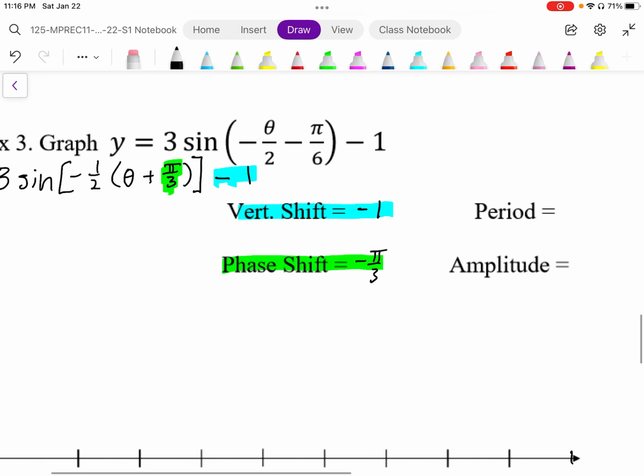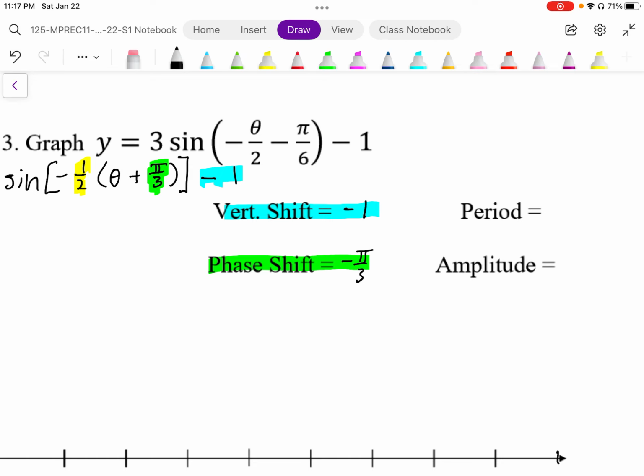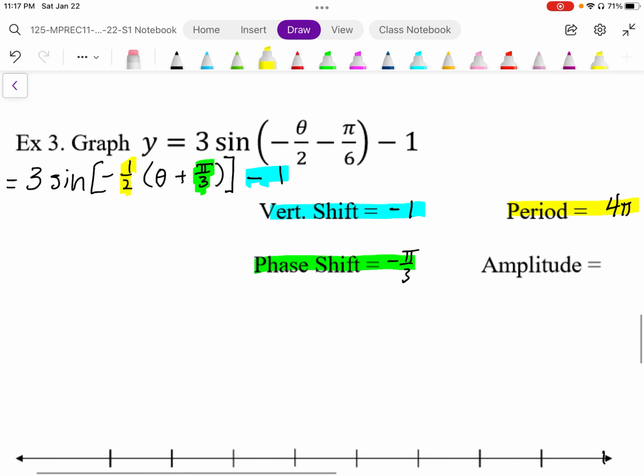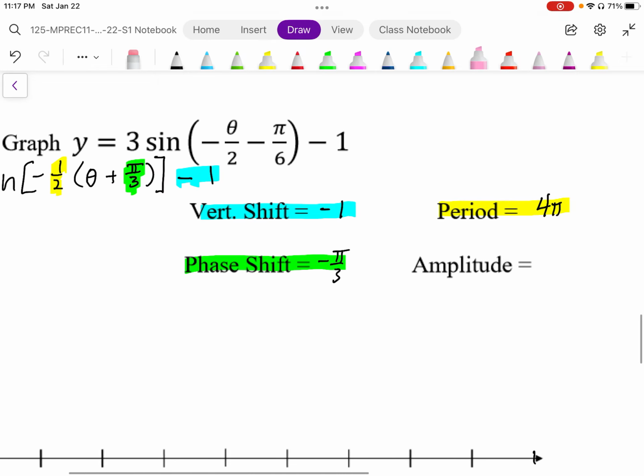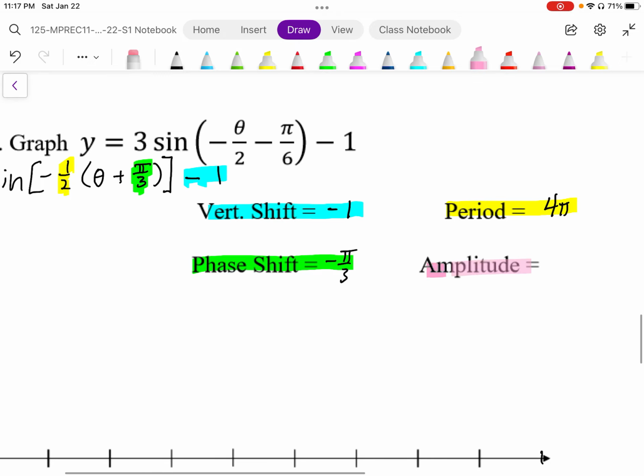The period is going to be based on this term here. It's going to be based on that expansion factor. So we're going to divide 2 pi by 1/2. It's going to give me 4 pi. So there's our period. And then lastly, the amplitude. We can get the amplitude from this term here. The amplitude is 3. So we're going to use that for our amplitude.